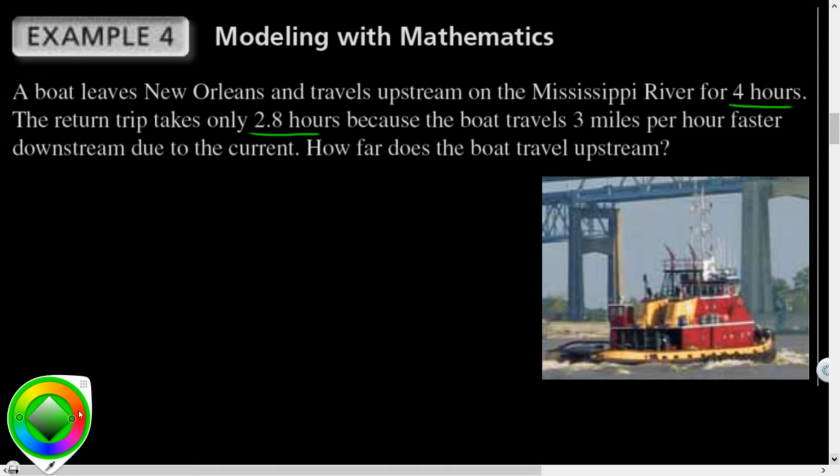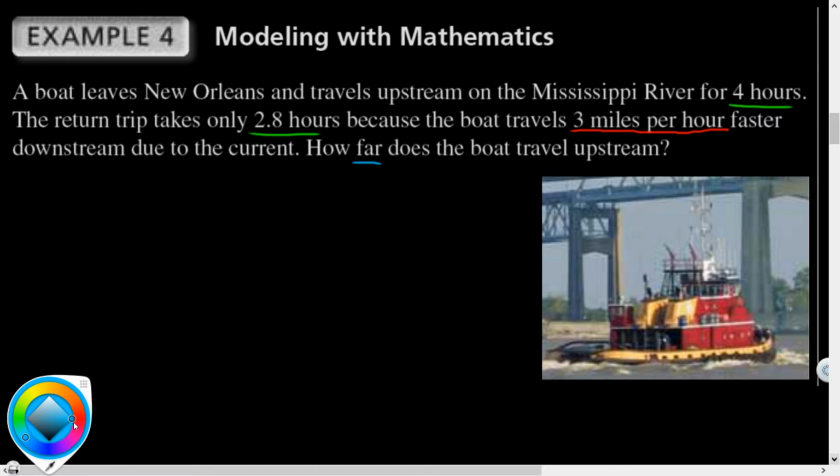Ooh, here's a speed. We'll do speed in red. 3 miles per hour faster downstream due to the current. How far does the boat travel upstream? That's a question about distance. Okay, how far is distance? Okay, all right. So this was craziness, right?